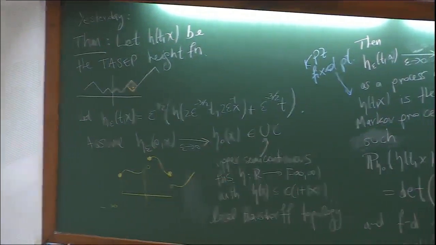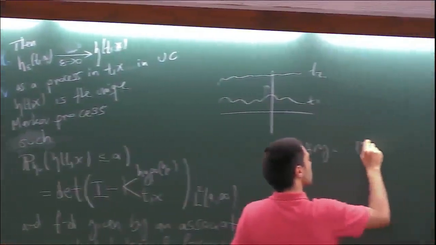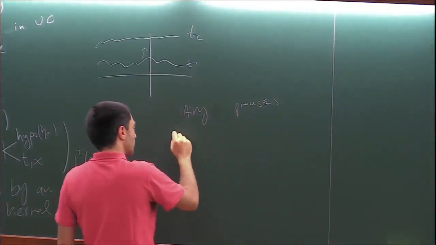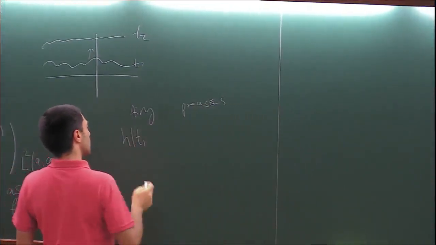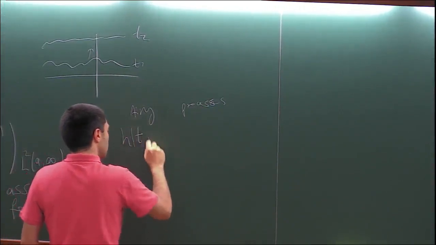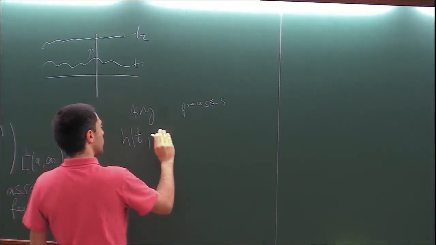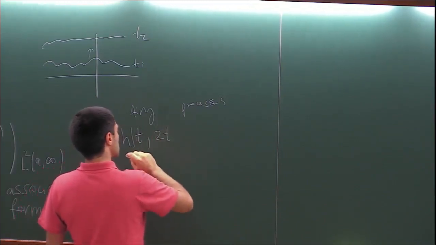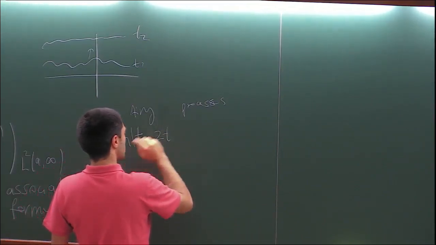When I wrote this Ayyer 2 process, or let's say the Ayyer processes, they arose as limits of something like this, h of t, and then I had to put here some constant, which now I know is a 2, so it's going to be 2t.